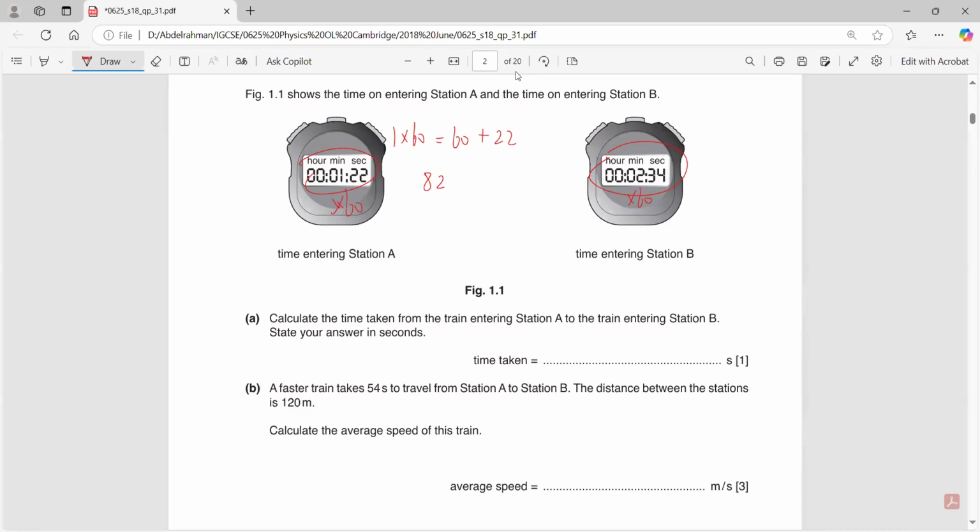Here, 2 times 60 is 120 plus 34, which is 154 seconds. Okay, so to find the difference, what should you do? 154 minus 82 is 72. You need to find the time difference, which would be 72 seconds. Okay, that's quite easy.